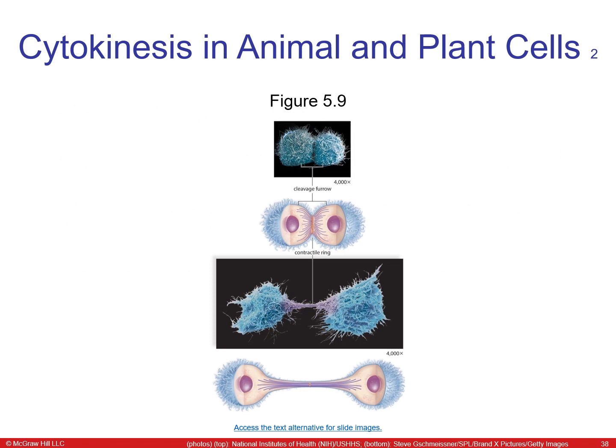So here we see the formation of the cleavage furrow and a contractile ring and the separation of the two cells.